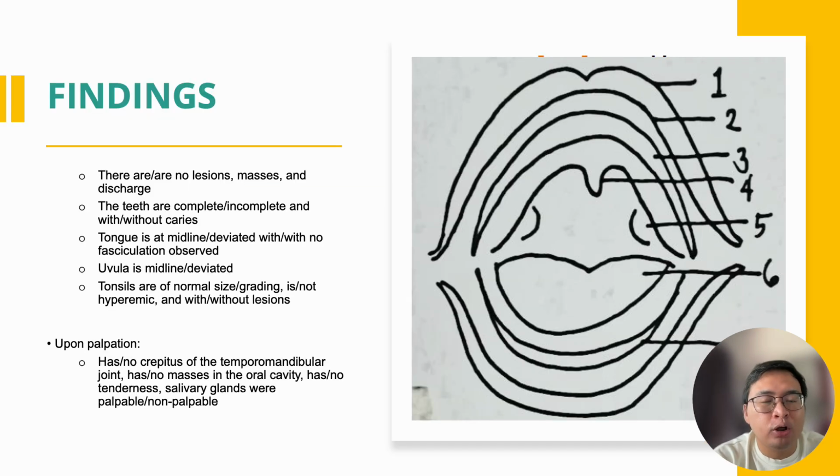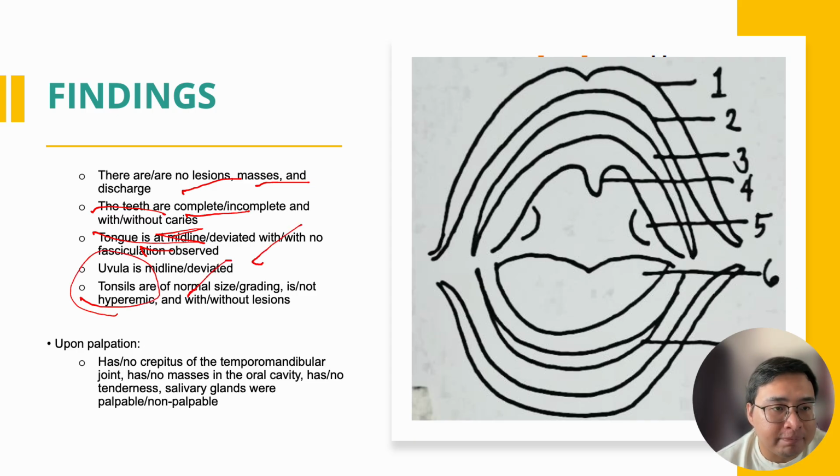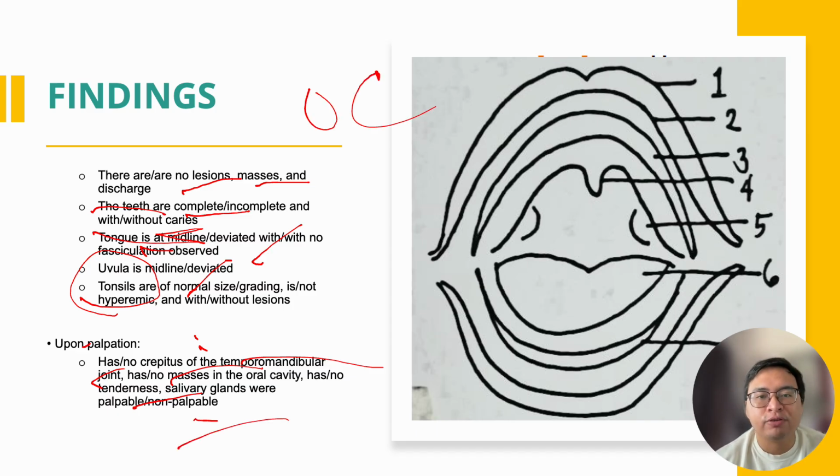Well, of course, you should be able to draw the oral cavity first. Okay? So there should be no lesions, masses, or discharge. The teeth are either complete and without caries. The tongue should be midline. Okay? And no fasciculations should be observed. Note the tonsils. Are they normal? If they are not normal, you should be able to grade them properly. Okay? Upon palpation, is there any crepitus of the temporomandibular joint? Are there any masses, tenderness? Are the salivary glands non-palpable? That's for the oral cavity. How about for the examination of the hypopharynx?